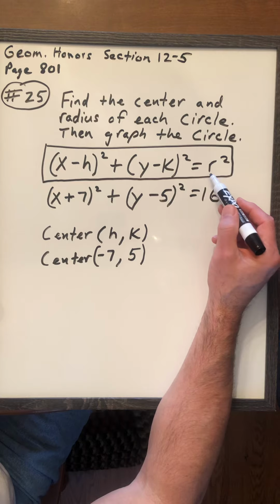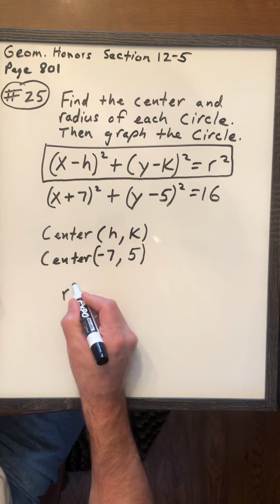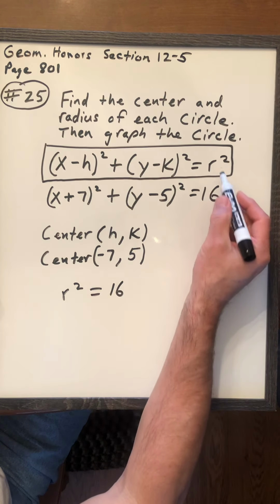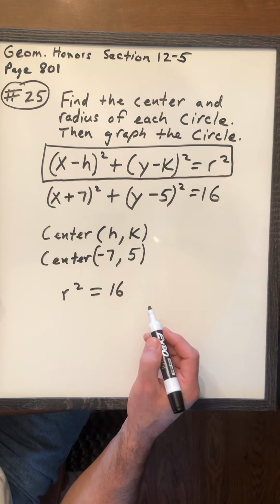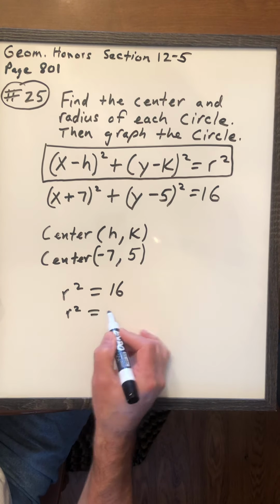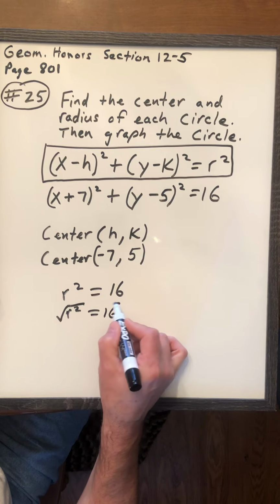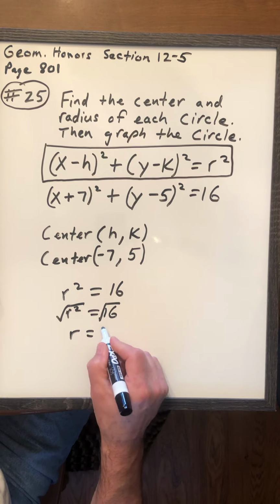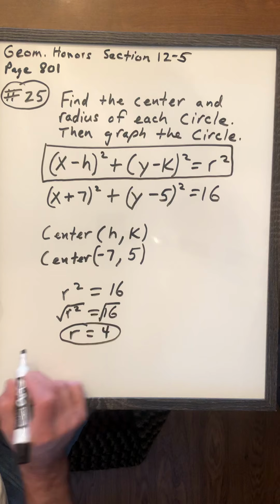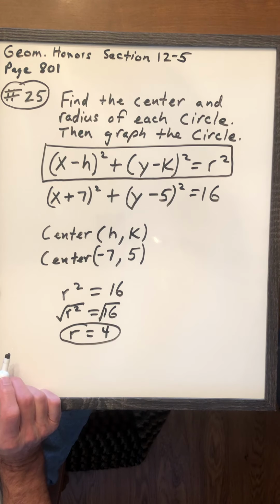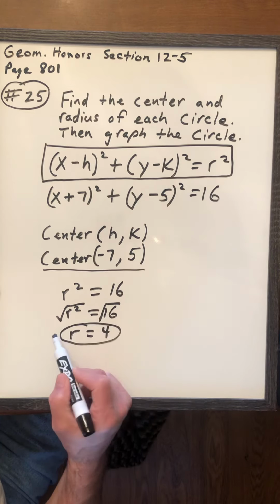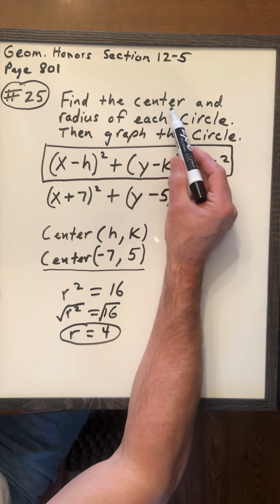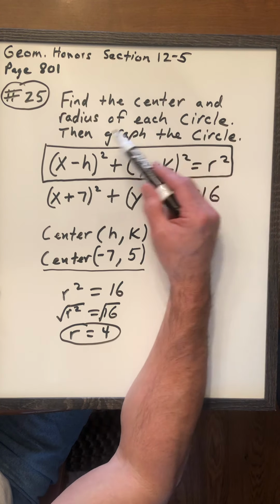And then we also need to find the radius. Now, you'll notice over here, r squared equals 16 in our equation. So 16 is equal to r squared. So we want to know the radius. That means I'm going to take the square root of both sides to get from r squared to r, and the square root of 16 would be 4, and so my radius is going to be 4. And so I have my center of my circle is negative 7, 5, and my radius is 4, and that's what they wanted us to find, the center and the radius.